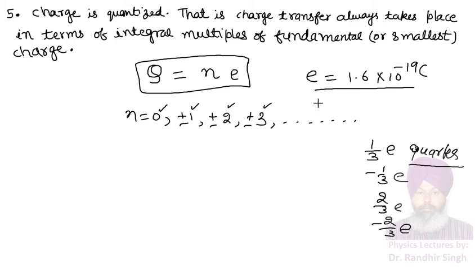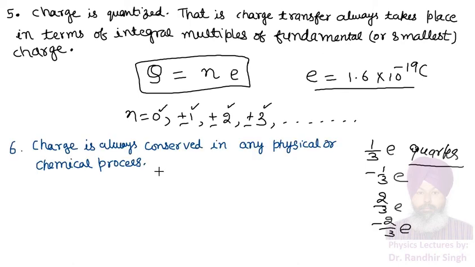Let us now go to the sixth and the last property of the charge. The sixth and the last property of charge that I would like to introduce to you is that charge is always conserved in any physical or chemical process. To understand this, we will take the example of a famous nuclear fission reaction in which a neutron hits fissionable uranium, that is 92U235, and in this process, when the fission takes place, the uranium nucleus breaks into three fragments.